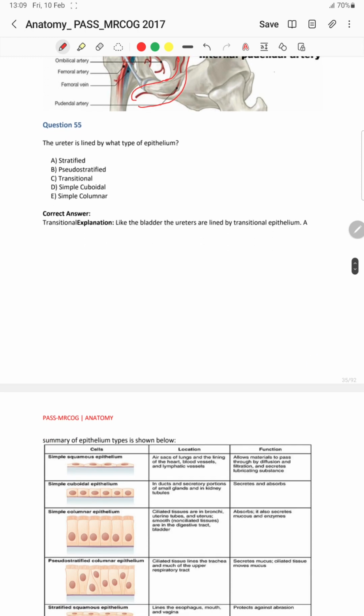Question number 55. The ureter is lined by what type of epithelium? It is a very important and very beautiful question, and it is the transitional epithelium which is present in the bladder and the ureter.